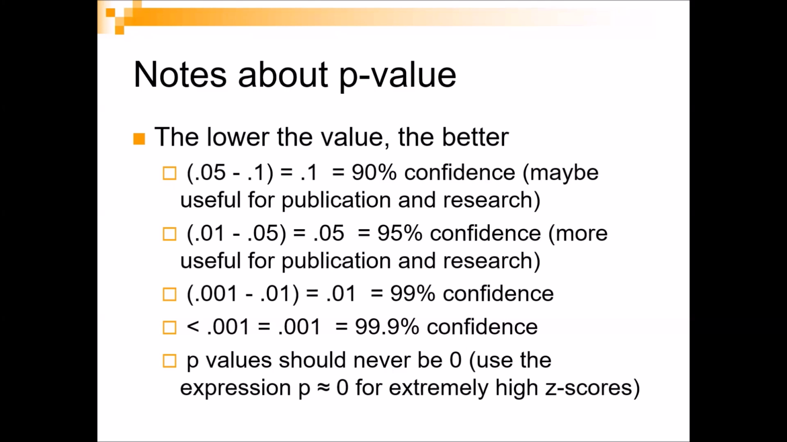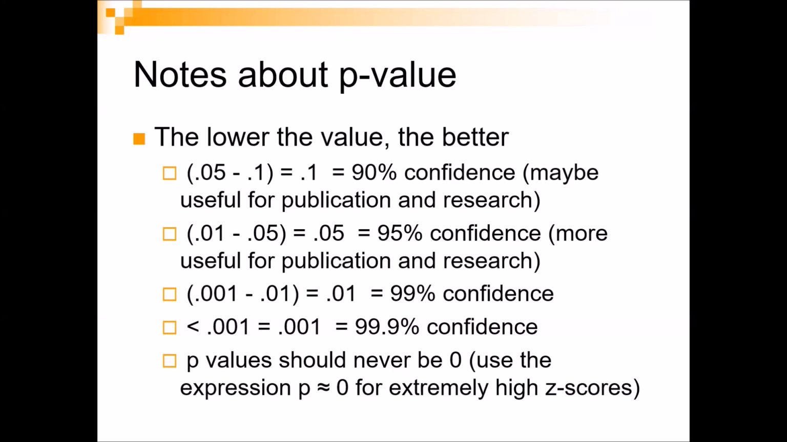And so if our p-values are between 0.05 and 0.1, we're 90% confident. If they're between 0.01 and 0.05, we're 95% confident. Anything less than 0.01, it's 99 or 99.9%.